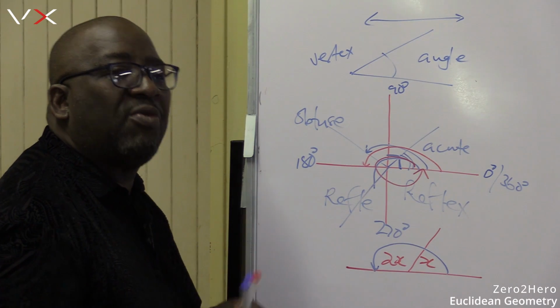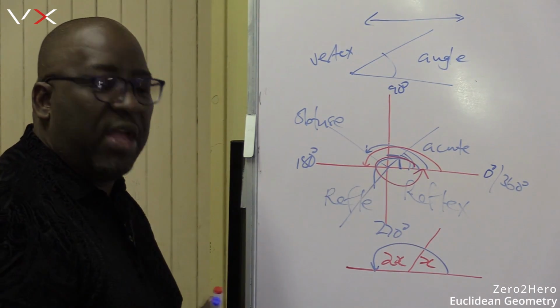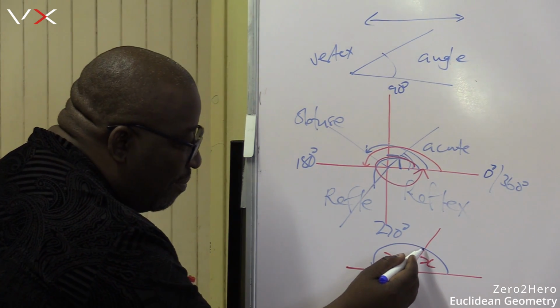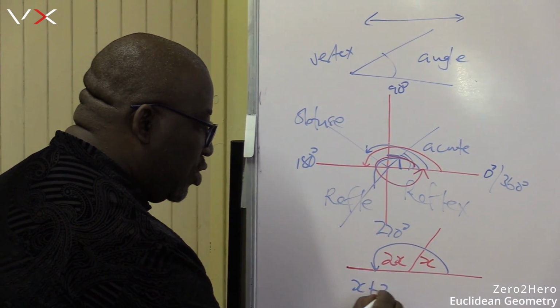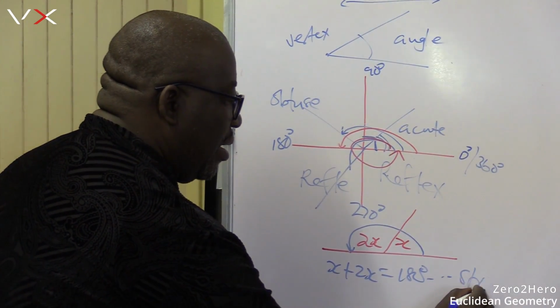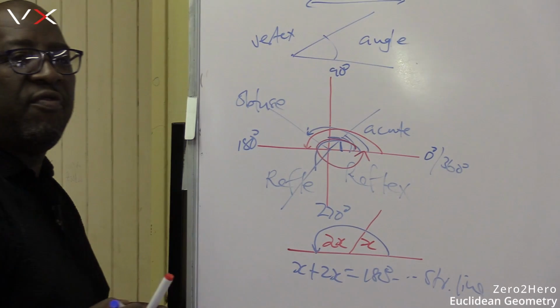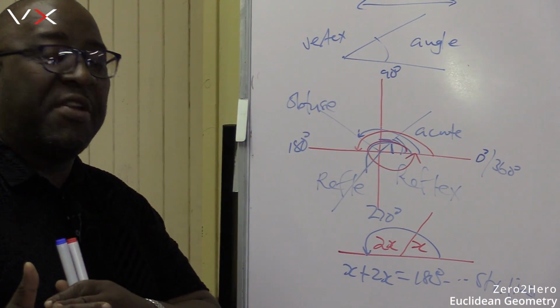So solving for x, I was just checking whether you understand the types of angles rather than solving for x. We know that this angle plus that angle is 180. That's what you must know. x plus 2x will give us 180 degrees. Reason: we've got a straight line. Reason is a very important factor in your Euclidean geometry, because for every statement there must be a reason.